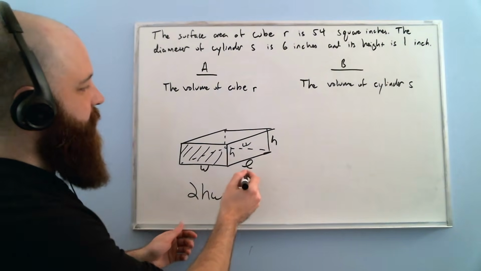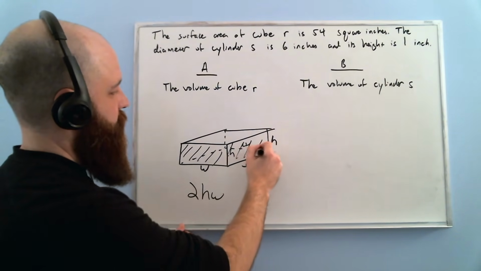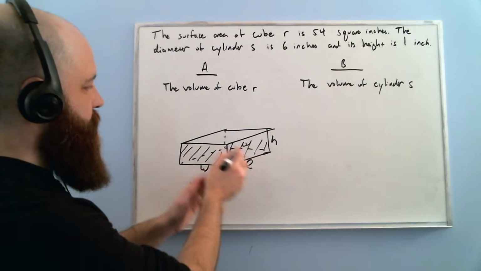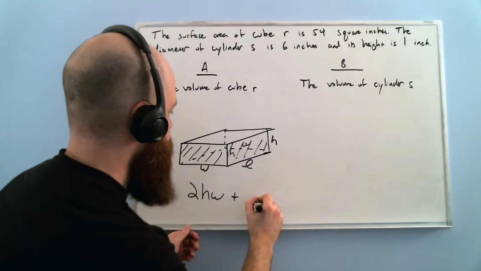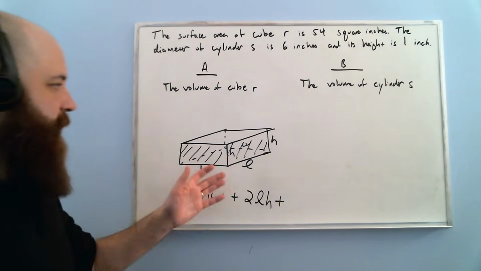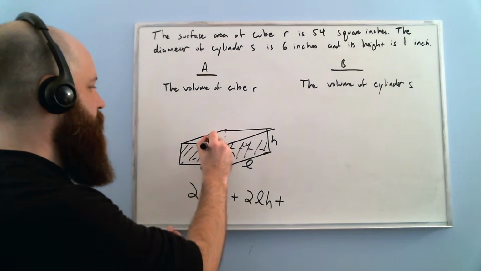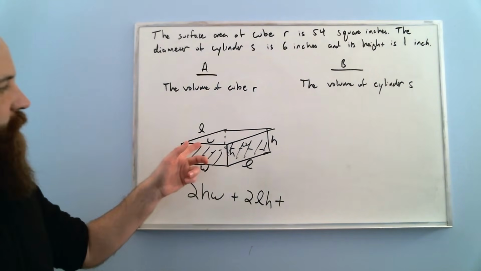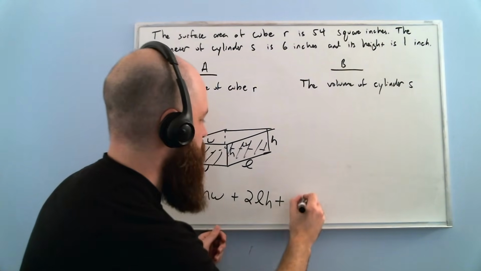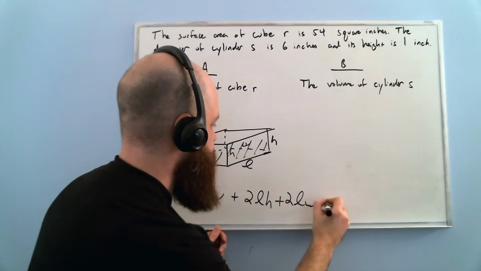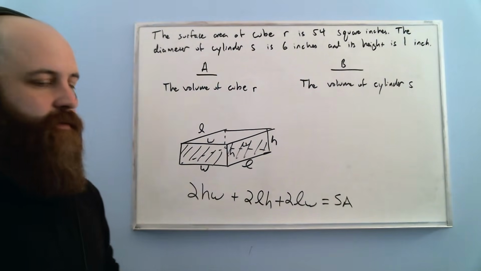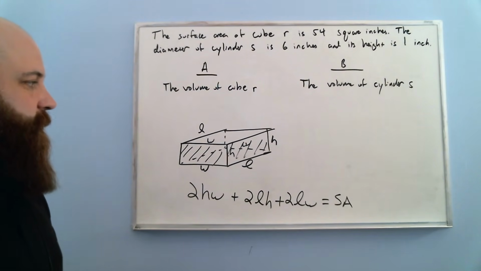Okay, what about the sides? Notice length by height are the dimensions of this rectangle, and I've got 2 of them, on the left and the right. So I've got L times H, but 2 of them, so 2LH. Okay, what am I missing? Well, the top and the bottom. Those have dimensions width times length, and they both have the same dimensions. So L times W, but I've got 2 of them. So the surface area for this rectangular solid is 2HW plus 2LH plus 2LW.